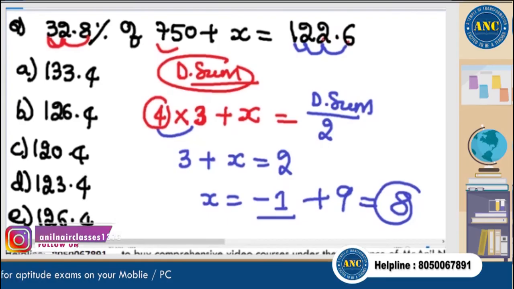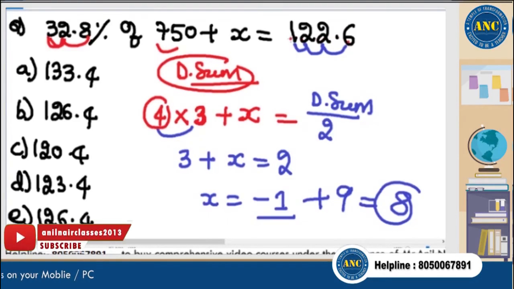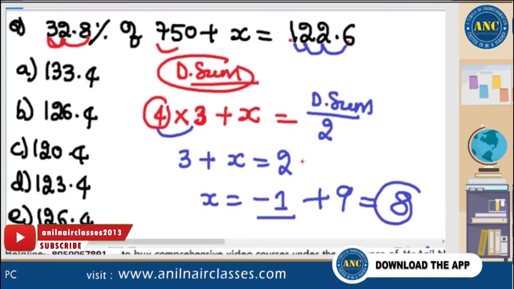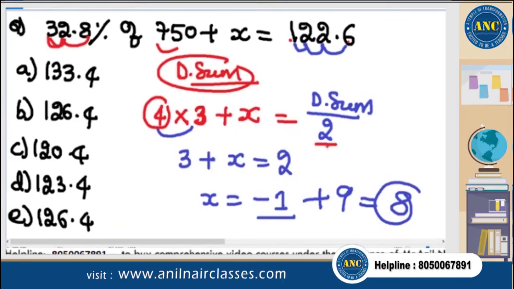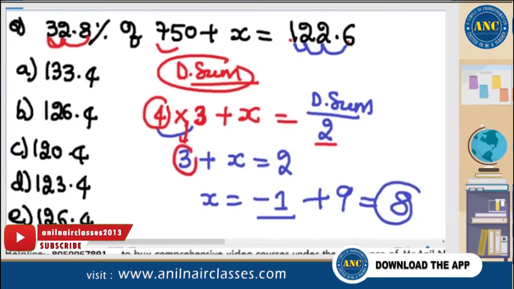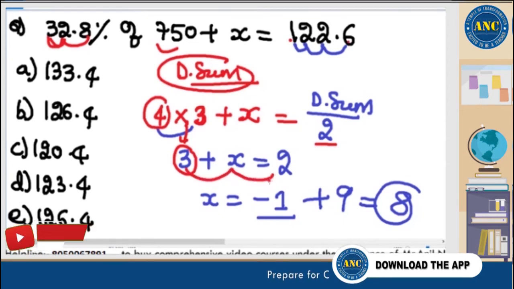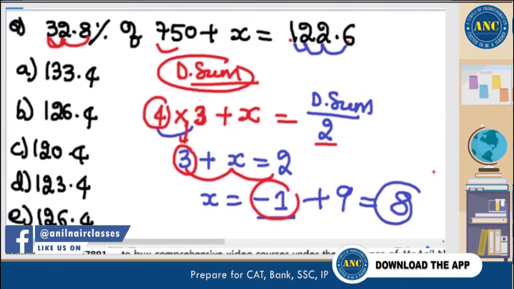Right? 6 plus 2, 8. 8 plus 2, 10. 10 plus 1, 11. 11 digital sum is 2. 4 threes are 12. 1 plus 2, 3. 3 plus x is 2. x will be minus 1.